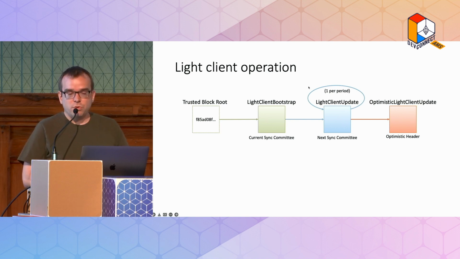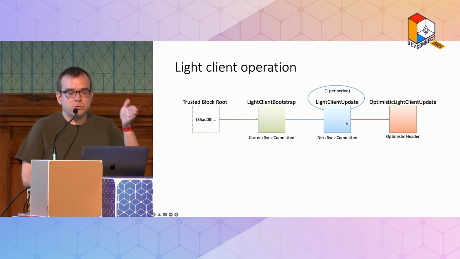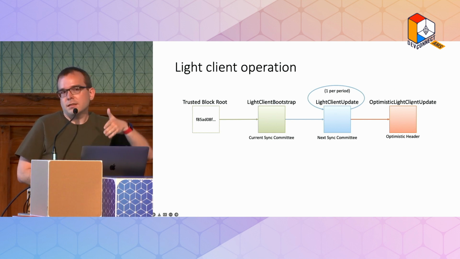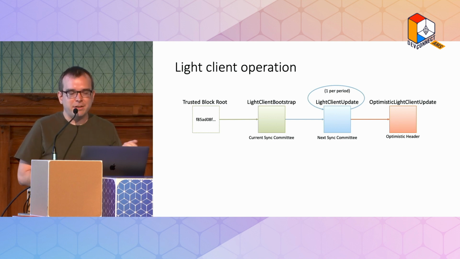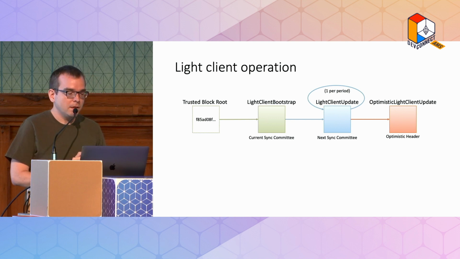Then they download one full light client update per period with the next sync committee until they are in the current period. Then they get a final one to get to the latest finalized head. And then they can just follow these optimistic light client updates to keep track of the latest slot's parent, so to say. You cannot get to the latest slot at this time.